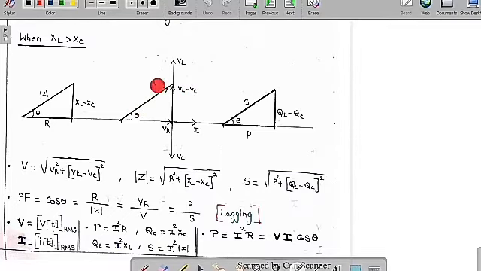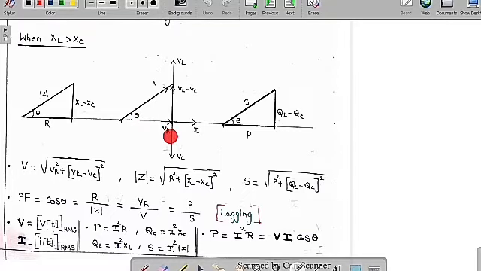Therefore, V is equal to the square root of VR square plus (VL minus VC) whole square. Here VR is equal to I into R, VL minus VC is equal to I of (XL minus XC), and similarly V is equal to I into mod Z. If you cancel the I component on each side, we get R, XL minus XC, and this is mod Z. These two are similar triangles, so theta is the same. Theta is the angle between the supply current and the supply voltage, so it is called the power factor angle.